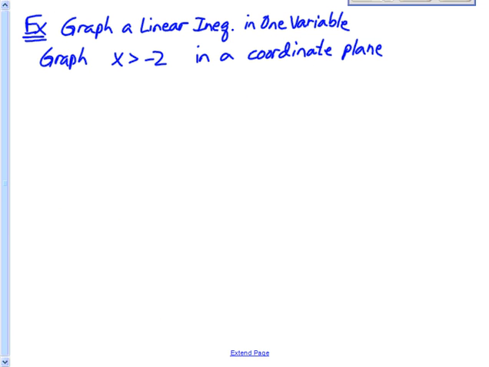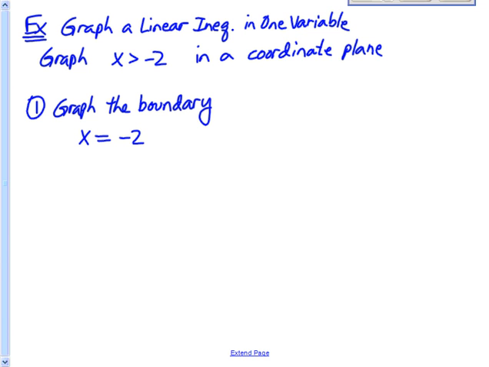Now let's look at the graphing. Let's graph a linear inequality in one variable, and we'll take you through the steps here. Graph x is greater than -2 in a coordinate plane. Okay, so two-dimensional system here. When you're graphing these linear inequalities, the first thing you want to do is graph the boundary line. You graph the boundary line by making that inequality into an equal sign: x is equal to -2.